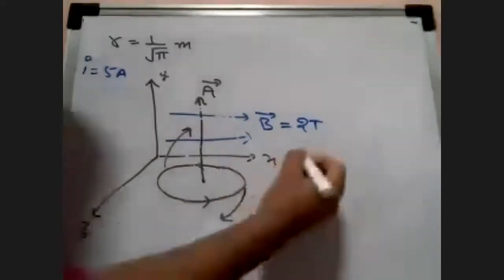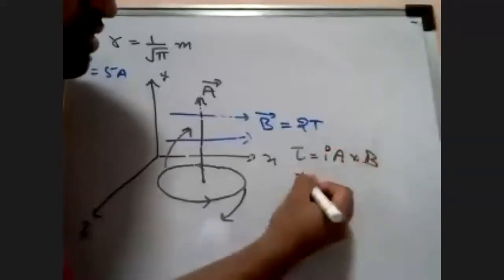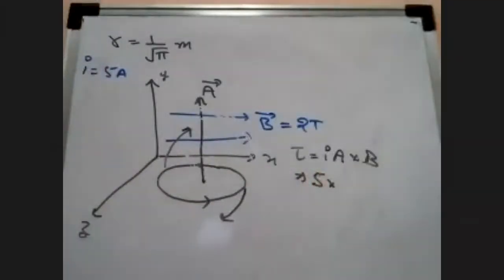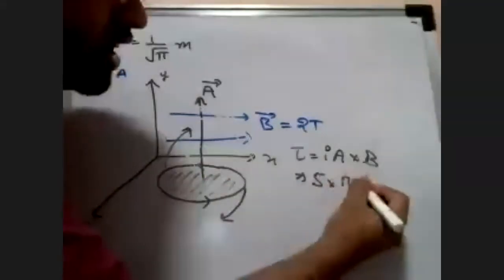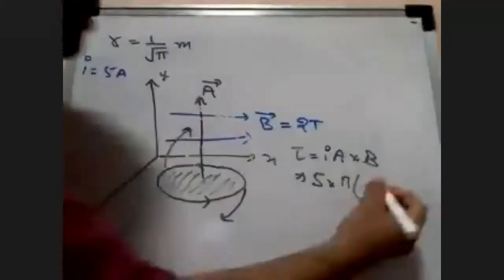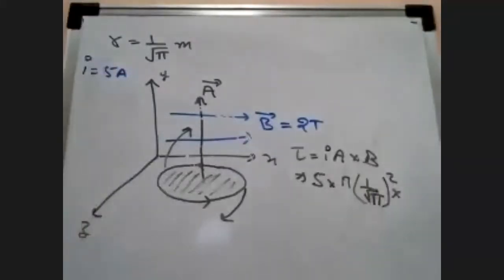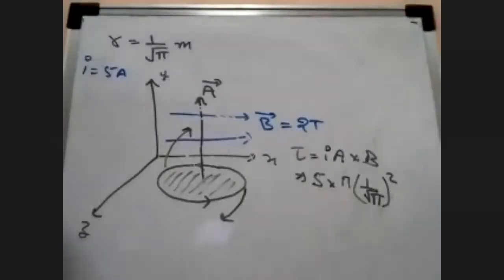Torque is equal to I A cross B. And what is I here? I is given as 5 amperes. So substitute that. What is the magnitude of the area vector here? It is the area of the coil, pi r square. But what is r here? 1 by root pi. Substitute that. And the magnetic field, of course, is 2 Tesla. Okay, I will write it down. Wait.